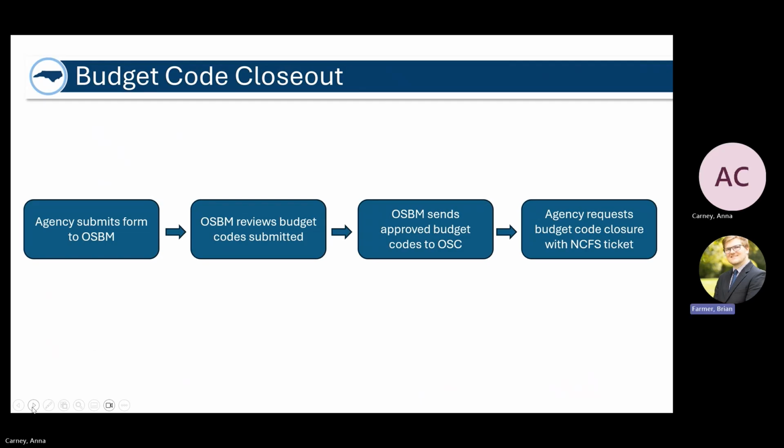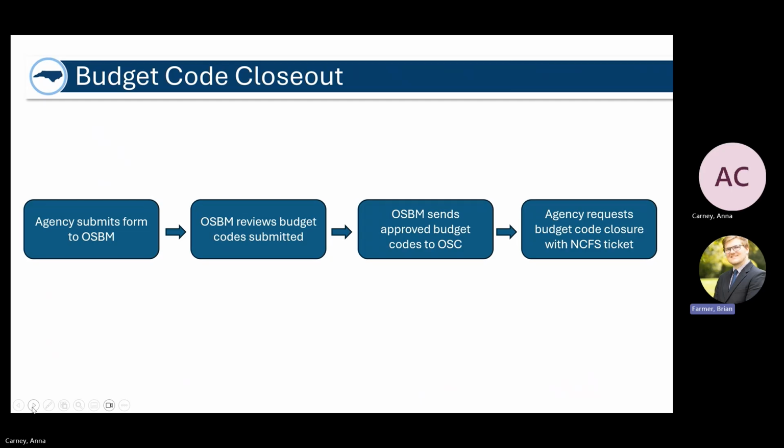The overall procedure here is that the agency or the university will submit a form. It's on our website, and we send it out at year end as well. You'll submit a form identifying which budget codes you are ready to close. Again, making sure that budget equals allotments equals actuals for every individual budget fund within that budget code. We'll review it, make sure we don't see any errors, and we'll let you know if we see anything that needs corrected. And then we will sign off on that form and send it to OSC. That form doesn't pull anything out of NCFS just yet. It more lets OSC know OSBM is okay with this budget code closing.